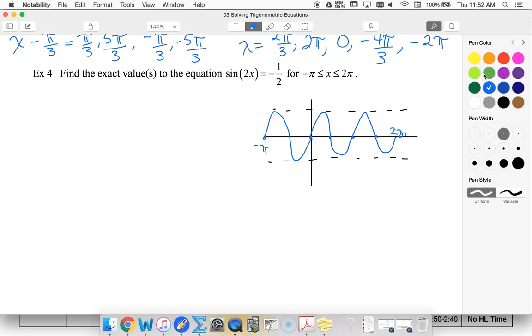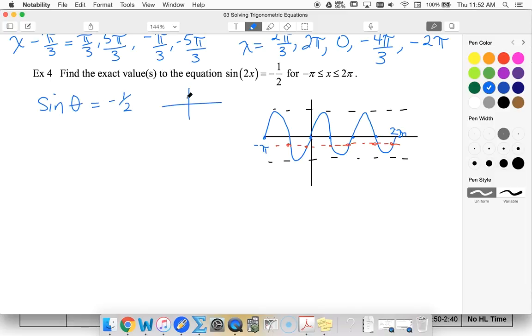And now if I want y to equal negative a half, that'll be down here. So now we can see how many solutions we're looking for. 1, 2, 3, 4, 5, 6 solutions. So I can tell that 2 of them are negative and 4 of them are positive. That's what I'm going to be thinking about when I think about sine theta being equal to negative a half.